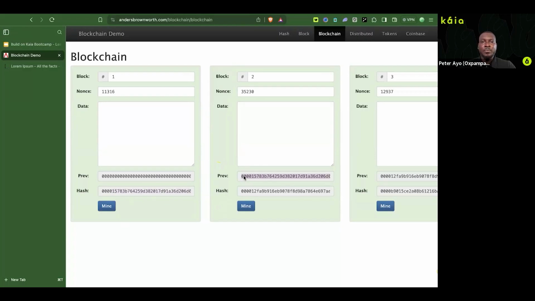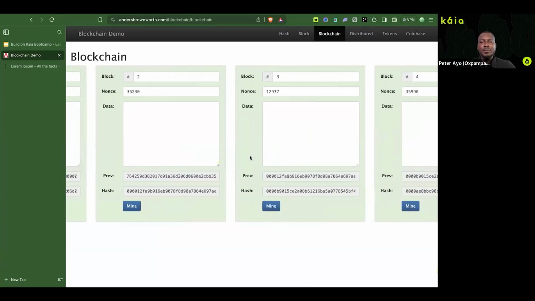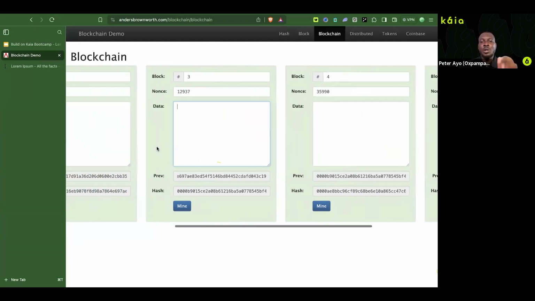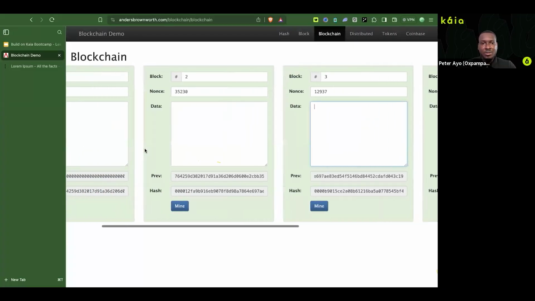We also have 00015, right? If you check block 3, it has the previous hash of block 2, which is 00012, and also 00012. And so this continues up to block 5. Block 5 has the previous hash of block 4, 000AE, 000AE, right? So this is how blockchains are chained together, and how the concept of blocks are chained together, which gives us the word blockchain in this case.